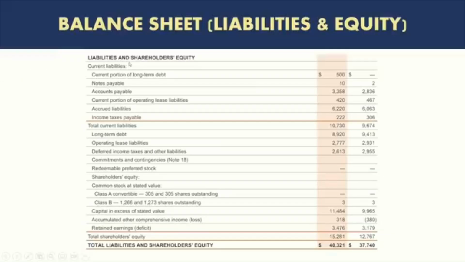And if you look at this other side, which is liability and equity, all these lines are liability, and from here you see shareholders equity. This is the section of equity. You can also see retained earnings in there. So the total of liabilities and equity is 40.3 billion.